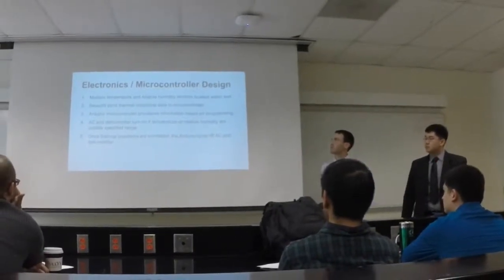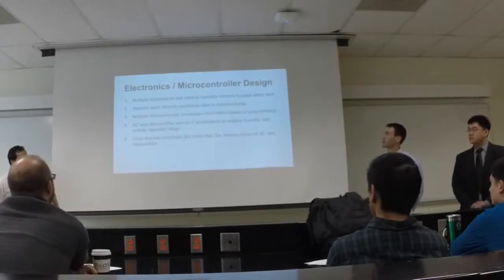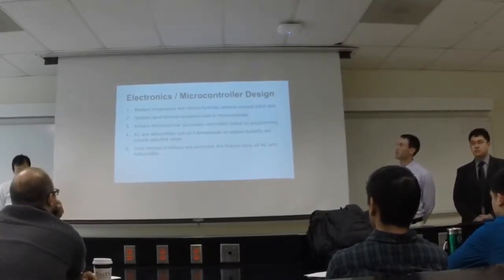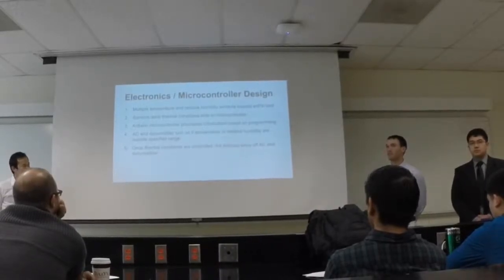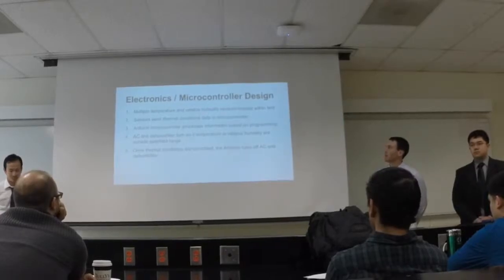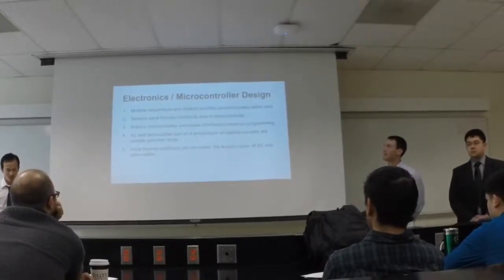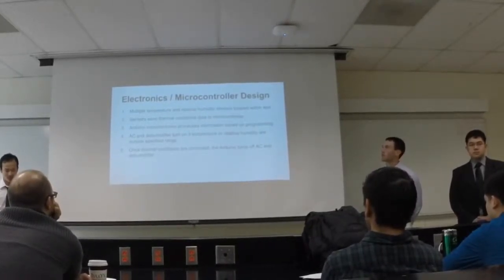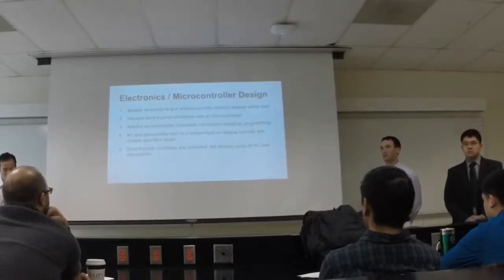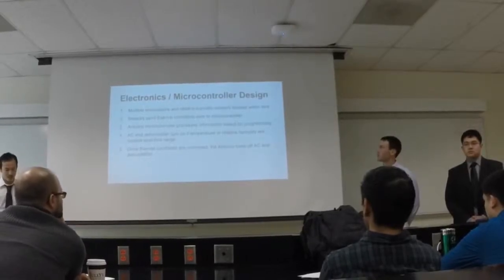The next area was the microcontroller and electronics system. It's broken down into five steps. The first step is that there are several sensors inside the tent that measure the temperature and humidity within the structure. Then the sensors send that information to the microcontroller. The Arduino microcontroller processes the information based on a very long program that we've constructed for that.